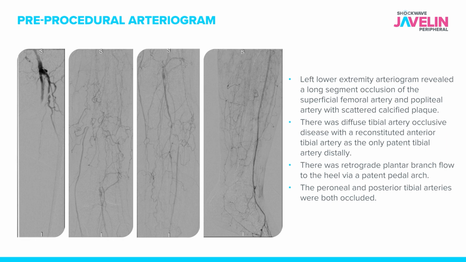She did have an occluded posterior tibial artery, but as you can see on the image to the far right, she did have a diseased but intact plantar arch, which was providing retrograde flow to the heel via the plantar branch. And that's why we elected to proceed with endovascular intervention here in an effort to provide increased perfusion to her heel.